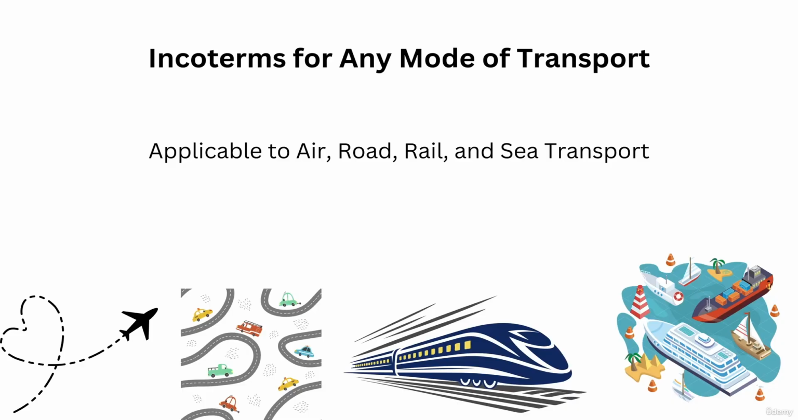Incoterms for any mode of transport apply to shipments by air, road, rail, and sea. Let's go through each of these Incoterms one by one to understand their roles and responsibilities in global trade.